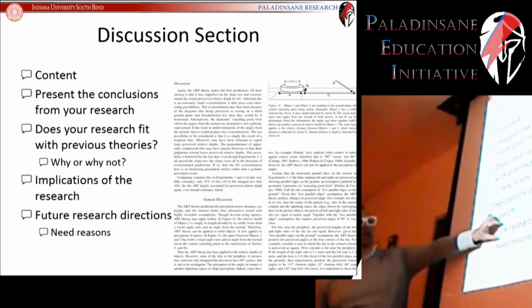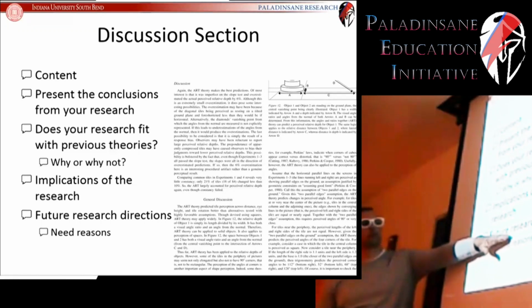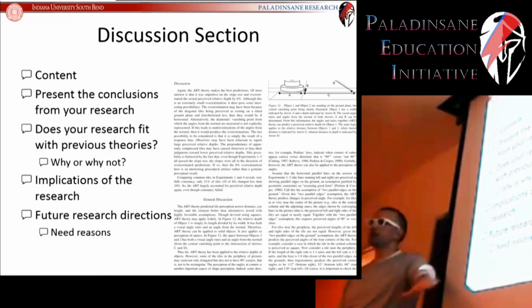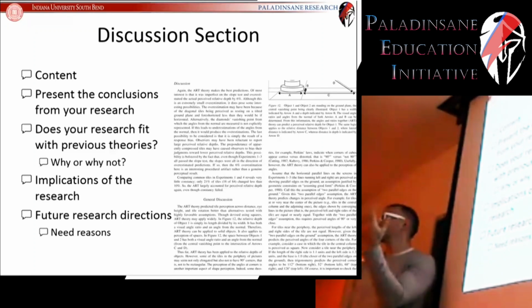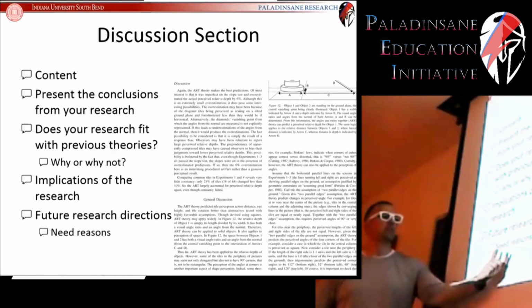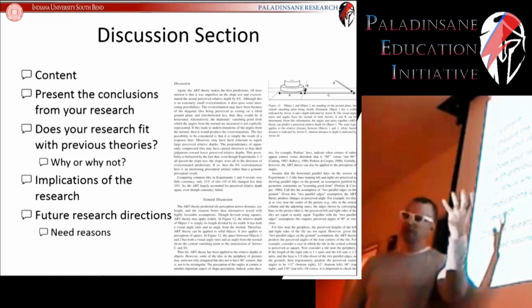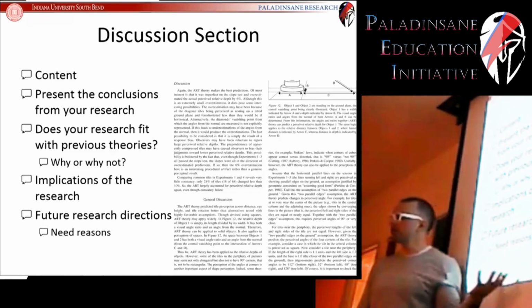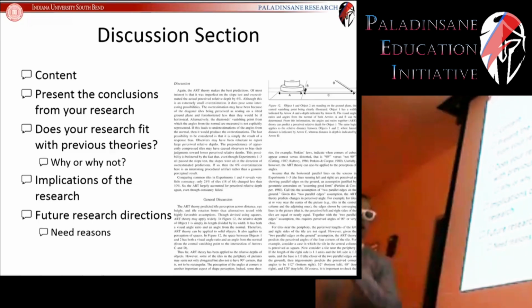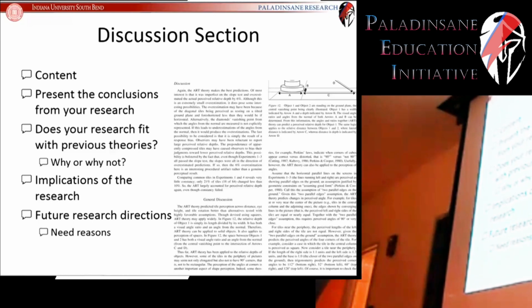So make sure that whatever future research direction you suggest, say why it is that you want to do it. Not that it needs to be done or that you're interested in it or that you think it would be very interesting to do this. Specifically, here's a characteristic of this future direction, and if that's true, this is what we should find. That's your explanation for a future research direction.